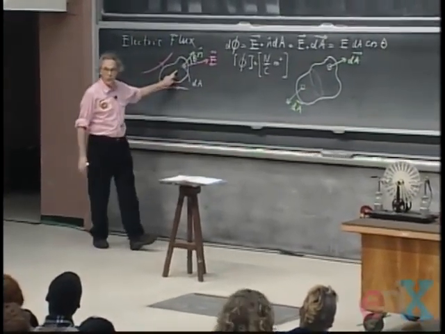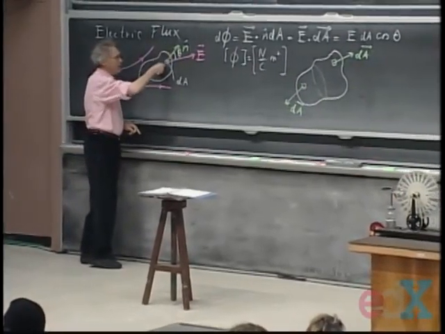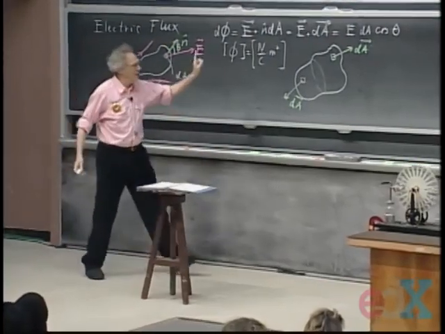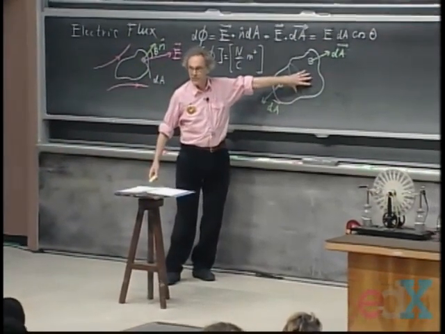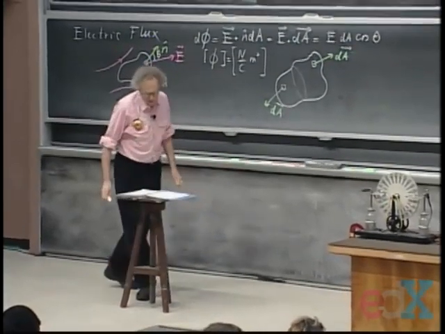Here, it was not uniquely determined. I arbitrarily chose this one, but I could have flipped it over 180 degrees. Since it's an open surface, it's ill-defined. Here, it's never ill-defined. So the normal is always chosen to go from the inside to the outside.